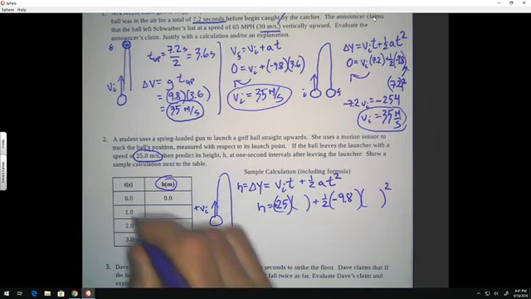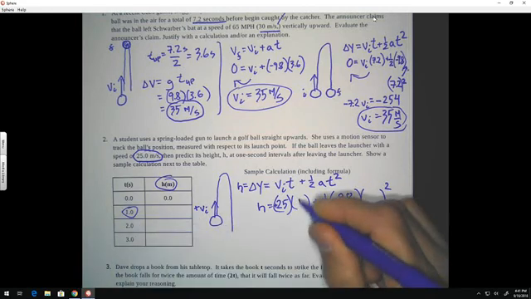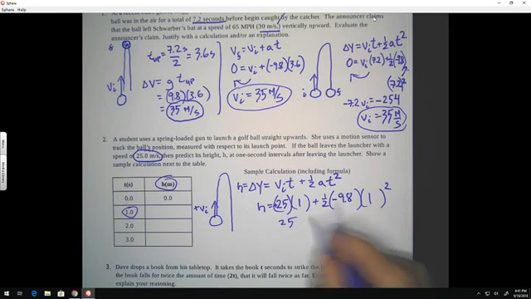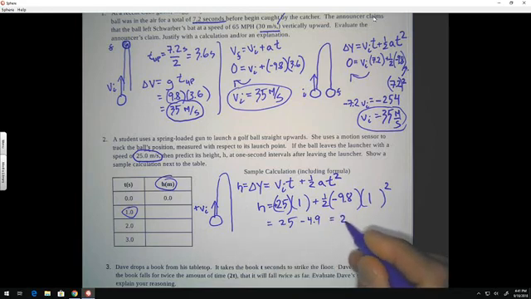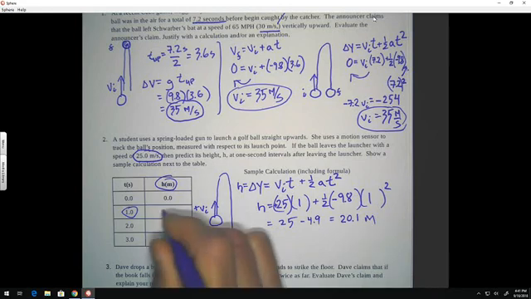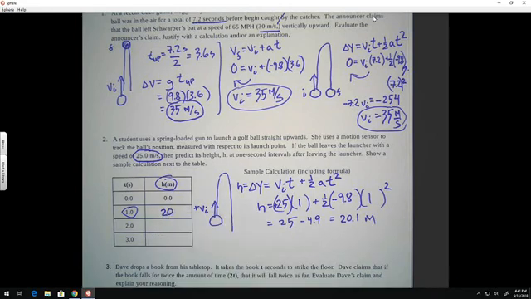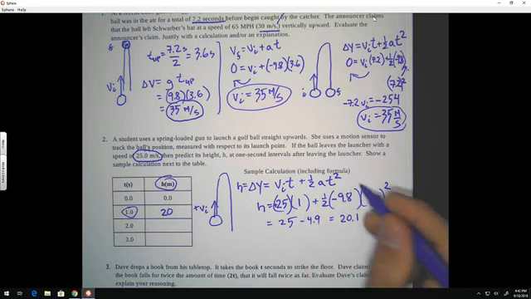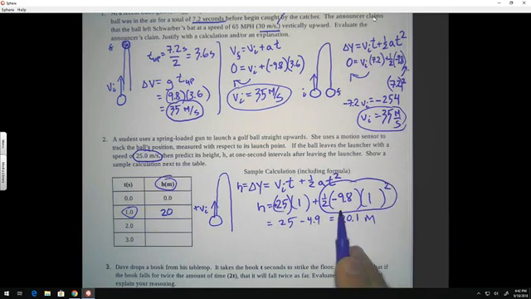We would have 1 second, plug in 1, plug in 1. You end up with what? 25 minus 4.9, and that's equal to 20.1 meters. So we could round that off to 20 meters. So in other words, if there was no acceleration, the ball would actually go 25 meters up. But because it's accelerating in the opposite direction, you have to take something away. And what you take away is this part. And that's why it's got to be negative.